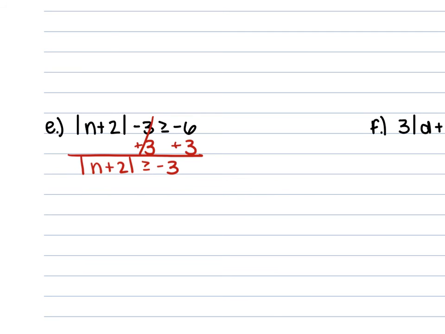So once you do that, you're left with the absolute value of n plus 2 is greater than or equal to -3. Now is when you can ask yourself, the absolute value of anything is a positive number. Is it possible for a positive number to be greater than or equal to -3? The answer is yes, always. So because the answer is always yes, the answer here is all real numbers. So you can write this double-backed R, capital R, to represent all real numbers for your answer.